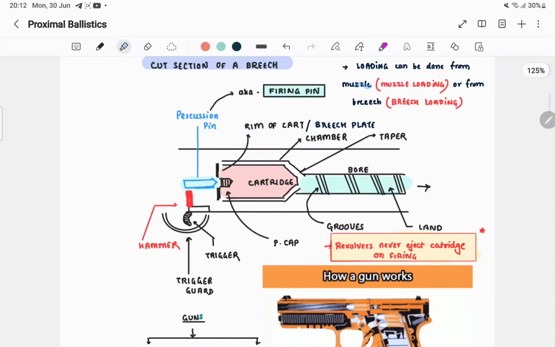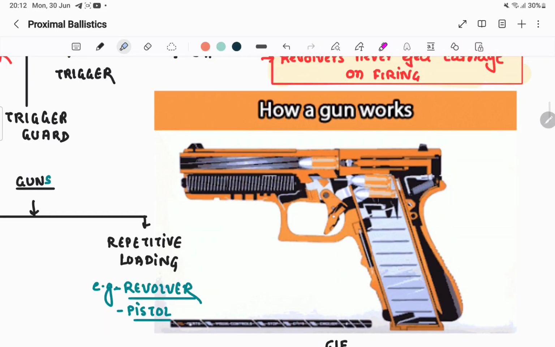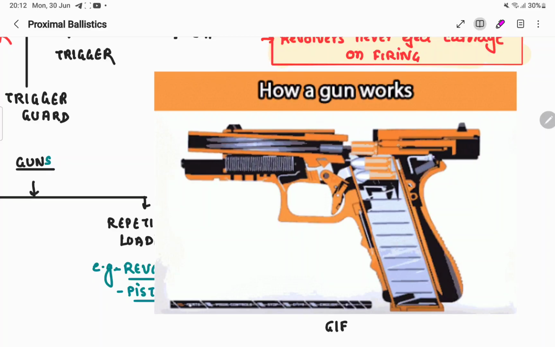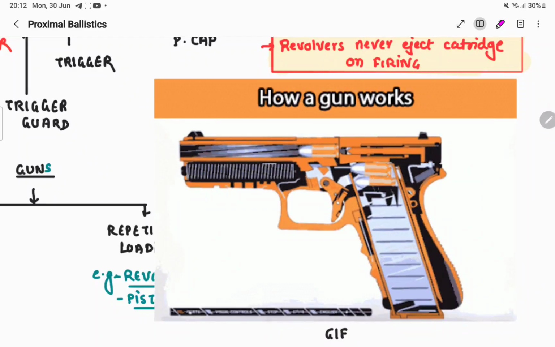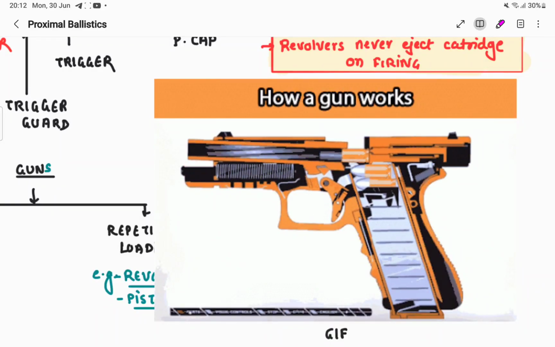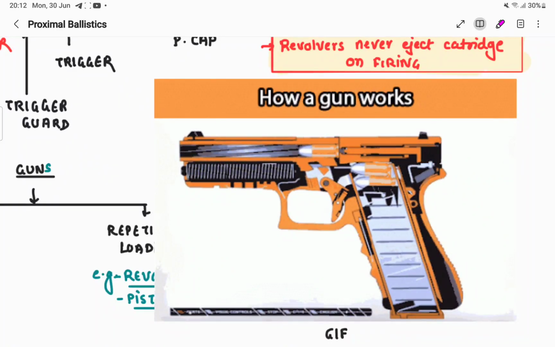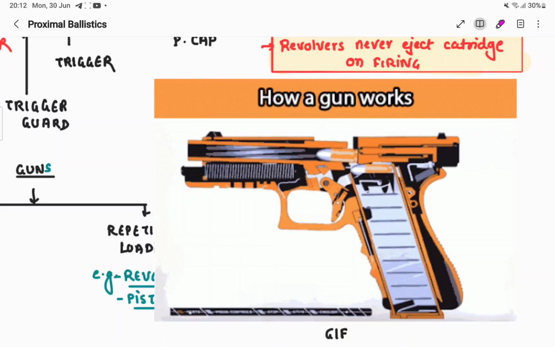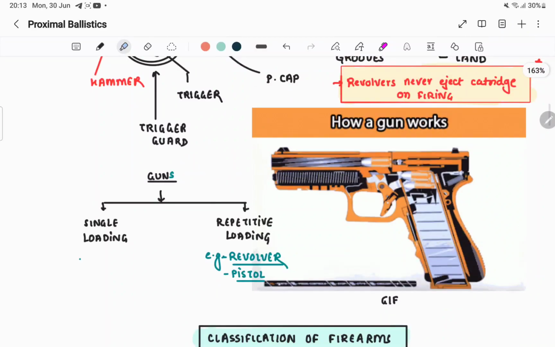Okay, so muzzle loading and breech loading, I told you how a gun works. Look at this animation. I put an animation for you. Let's play it. Look at this. The cartridges are being loaded over here. The bullet is coming up. The percussion and the handle are moving up. The hammer, the percussion pin is striking, and the bullet is released. And again it loads the next cartridge, and again it strikes. Easy. Now let's continue our topic.